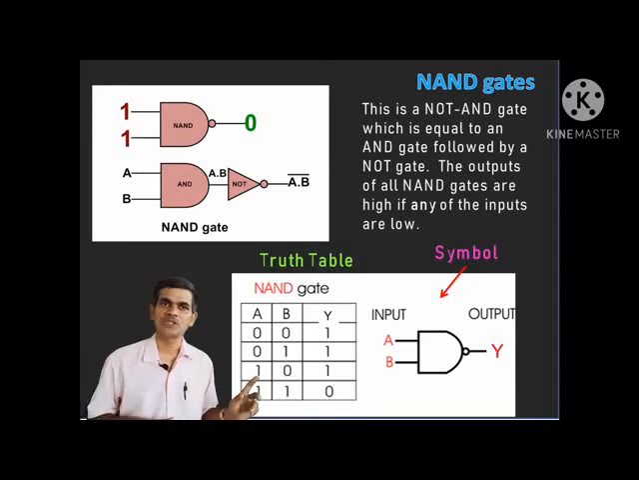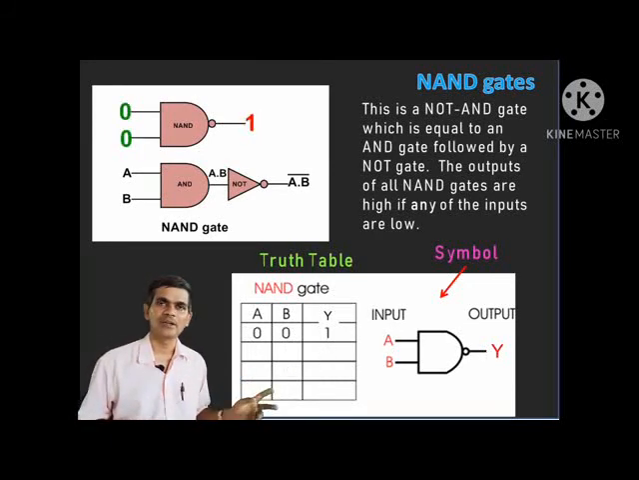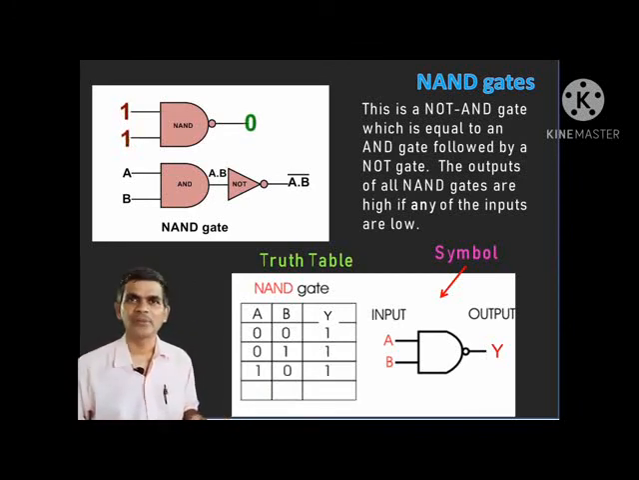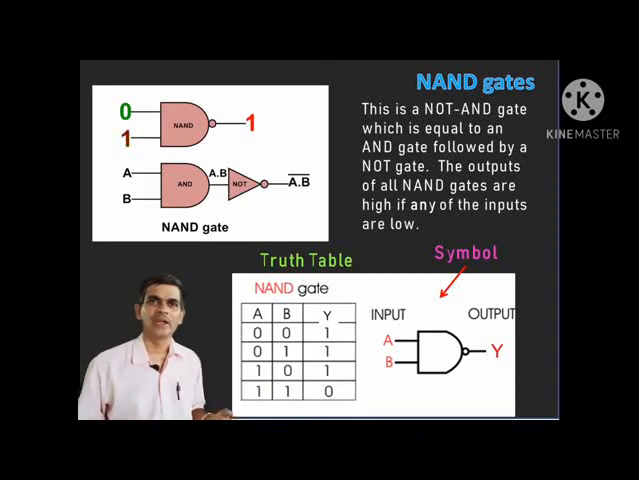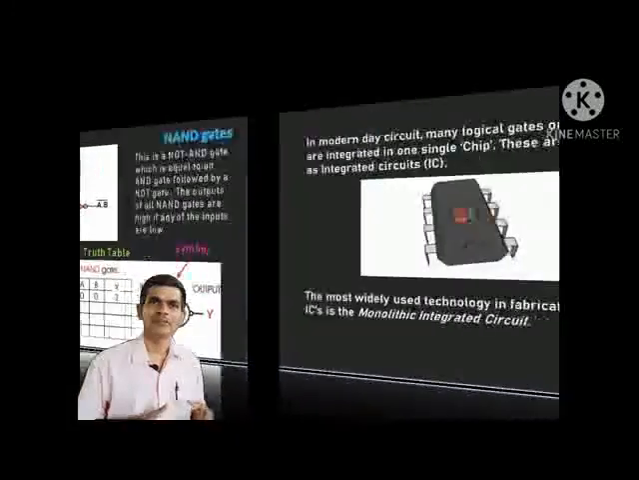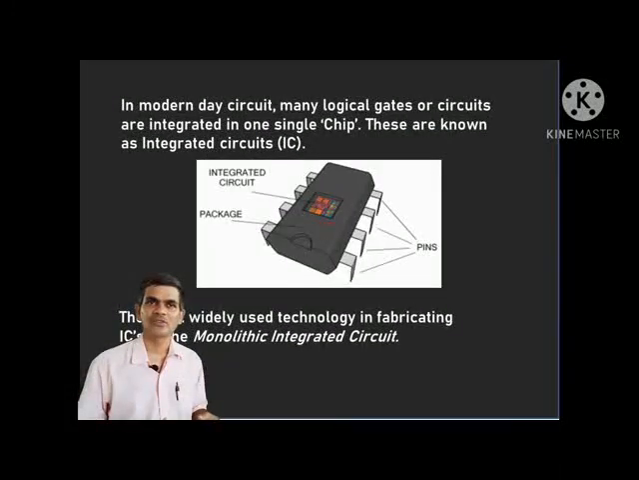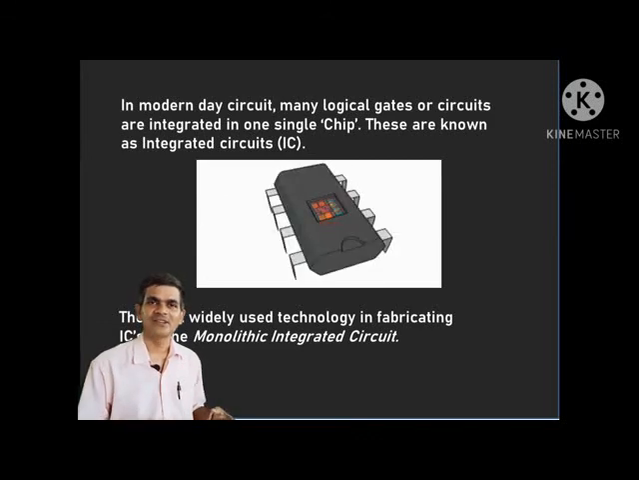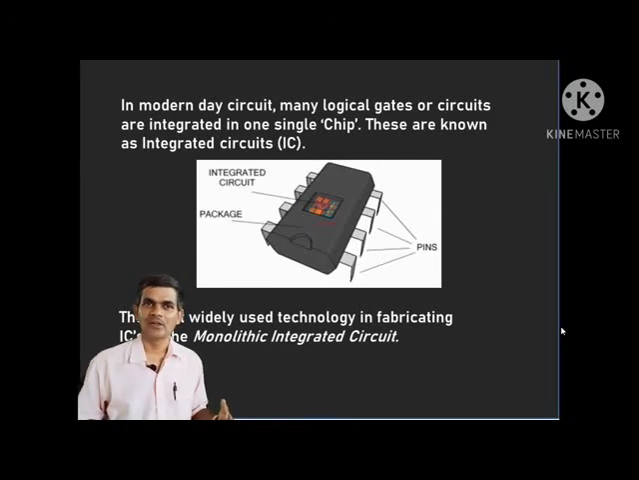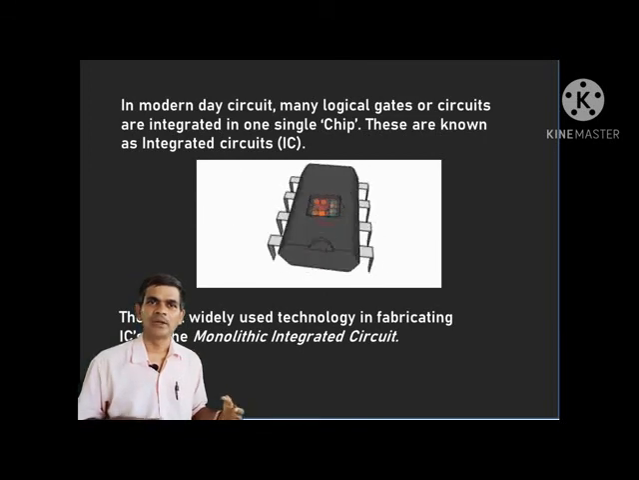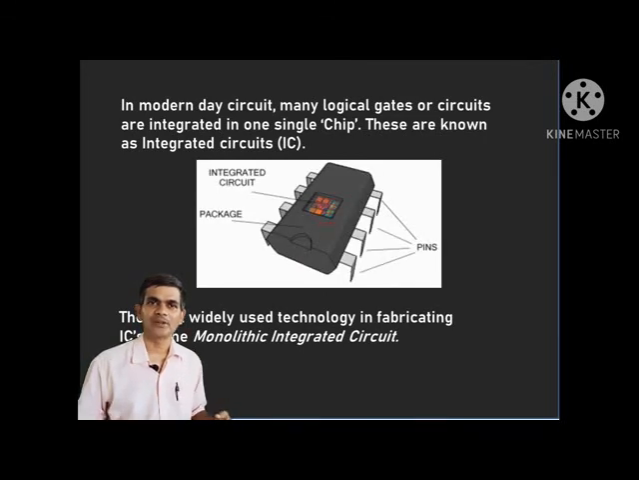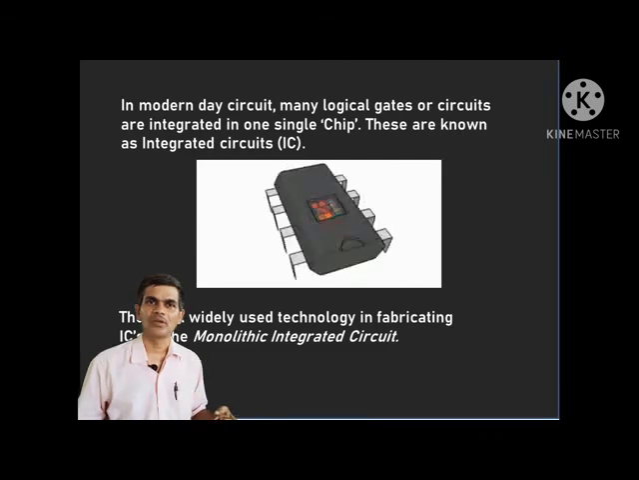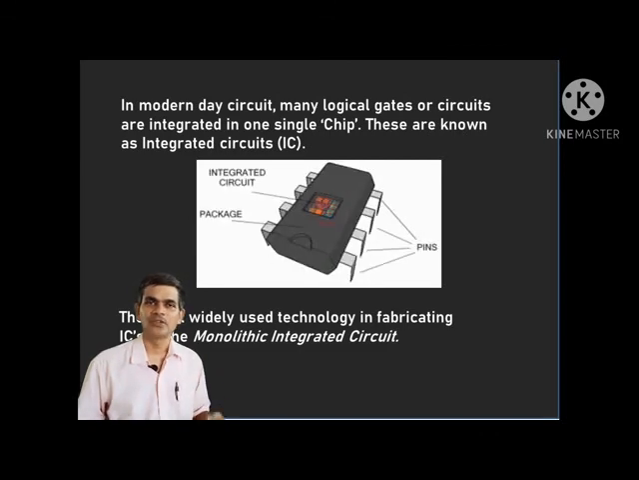It is a combination gate, and both NOR and NAND gates are called universal gates. In modern circuits, many logic gates are used, and all are combined in a single chip called an integrated circuit, or IC. In this integrated circuit, many logic gates are fabricated, and this technology of fabricating logic gates is called a monolithic integrated circuit.